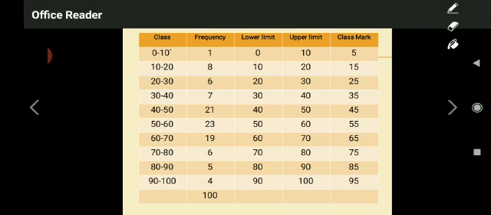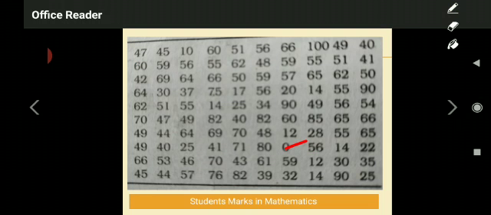Okay, look at the frequencies. If you are counting all those frequencies, it is equal to 100. And look at the raw data which is given over here. These are also 100 students' marks in mathematics. If your frequency total is not matching the number of students' marks in mathematics, your answer will be wrong. So that must be equal to 100. I hope you understood, my dear students.